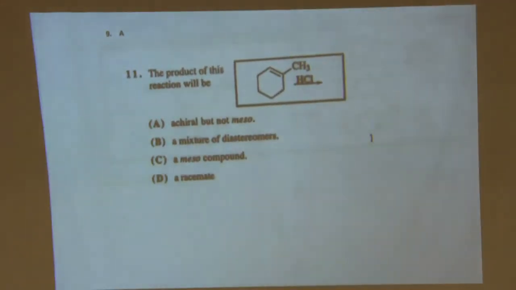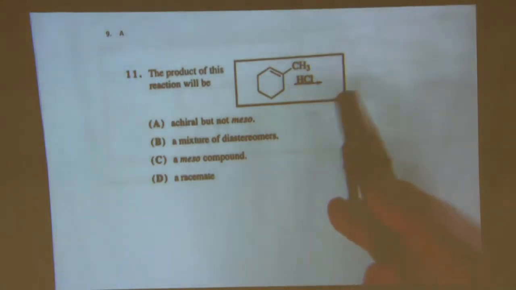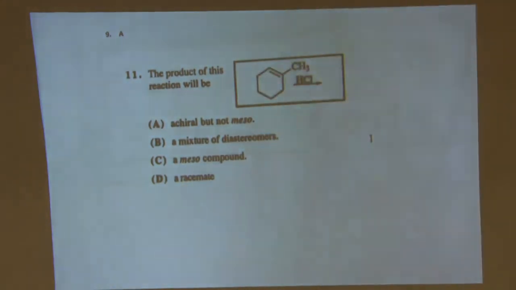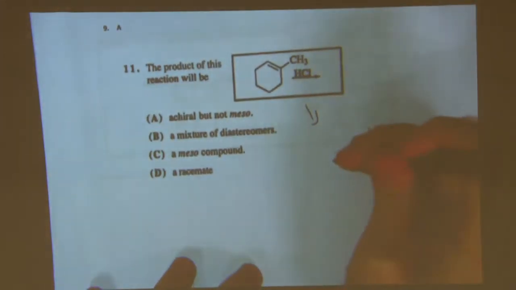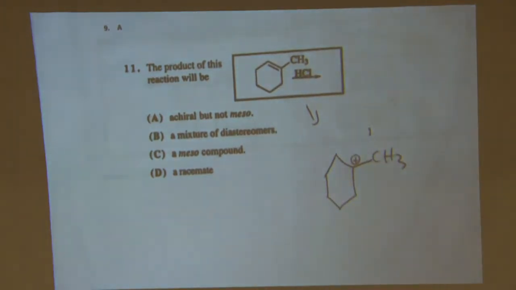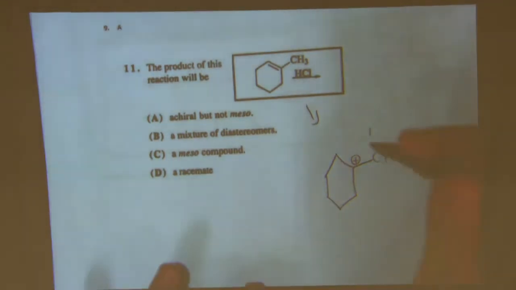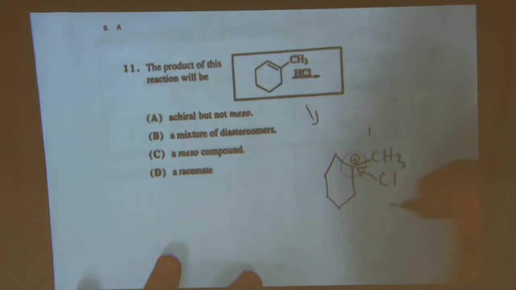Cool. Okay, 11. The product of this reaction will be what? So when you use HCl on a double bond, is that a 1 or 2-step process? 2-step, right? So what does that mean that you have? A carbocation, right? So where is it going to go, the carbocation? In the more stable position, right? The tertiary side. So you'll have an intermediate like this. Because your carbocation is going to go in the more stable position, and then that's where your chlorine is going to add. So you'll get this.